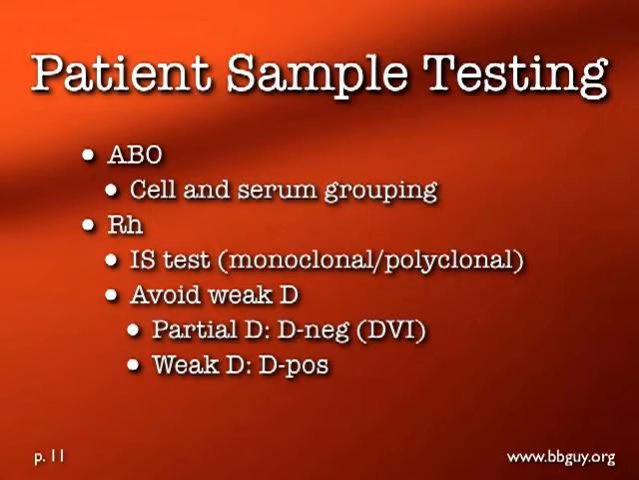In particular, the DVI partial D variant, which is the most common, at least among Caucasians, is definitely called D negative by the most common anti-D used today. And that's exactly what you want. You want those people to be considered D negative so that they don't get exposed to any D antigens or any parts of the D antigen against which they can react.